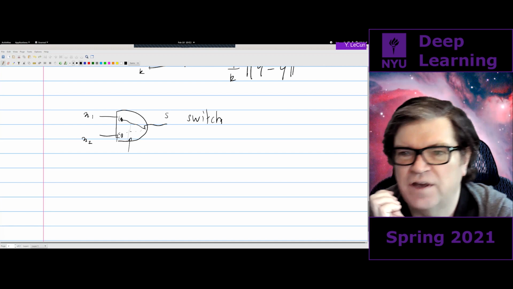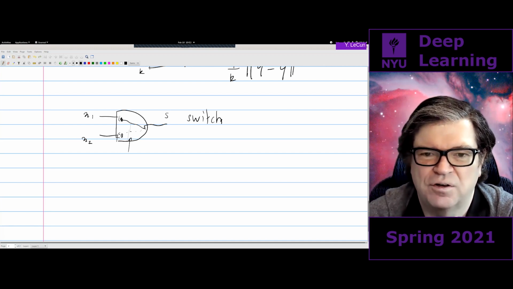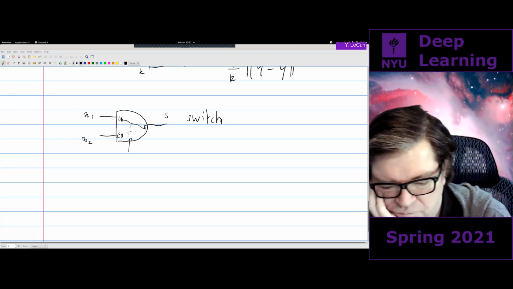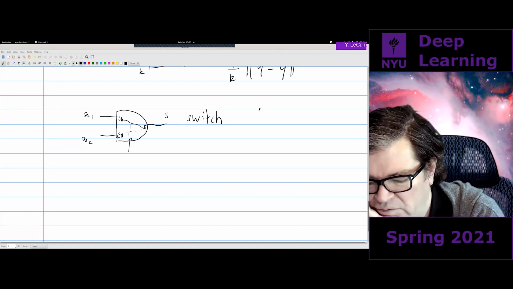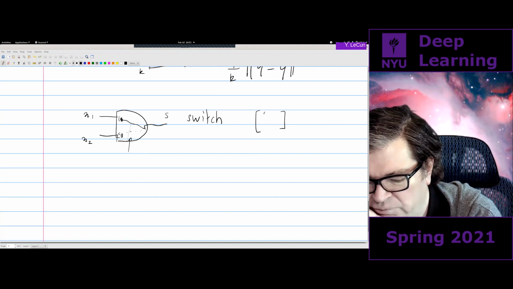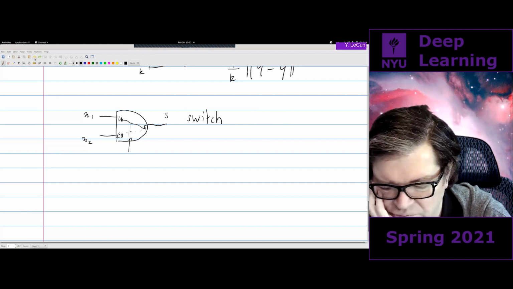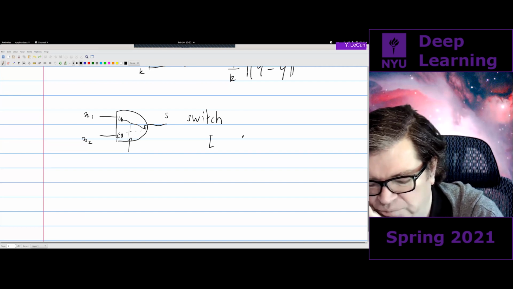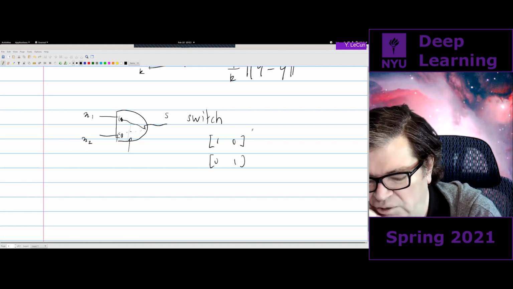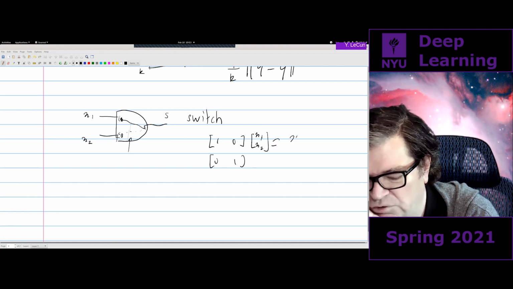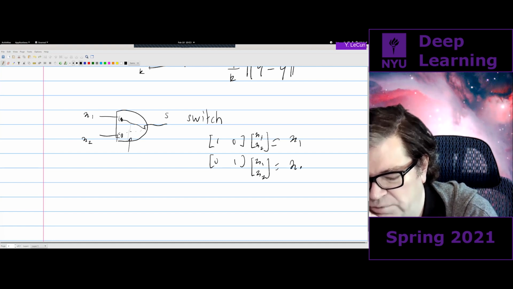you can think of it as a special case of this product module where the W matrix is either, well, it's not a matrix, it's a row vector, right? So W is either equal to this or is equal to that. Okay, and I want to multiply this by x1, x2. Here I get x1, and here I get x2, right?